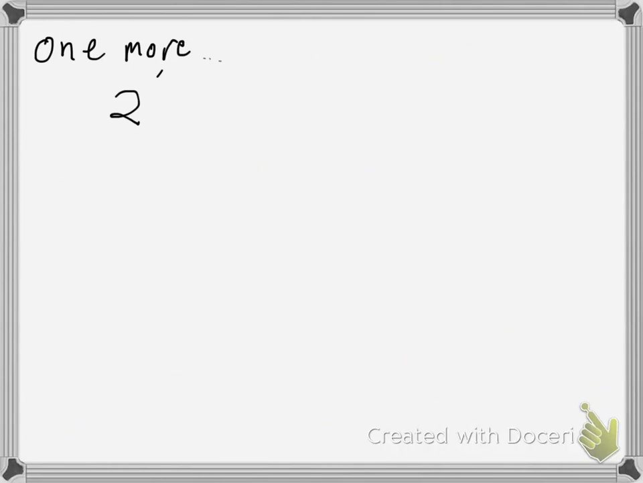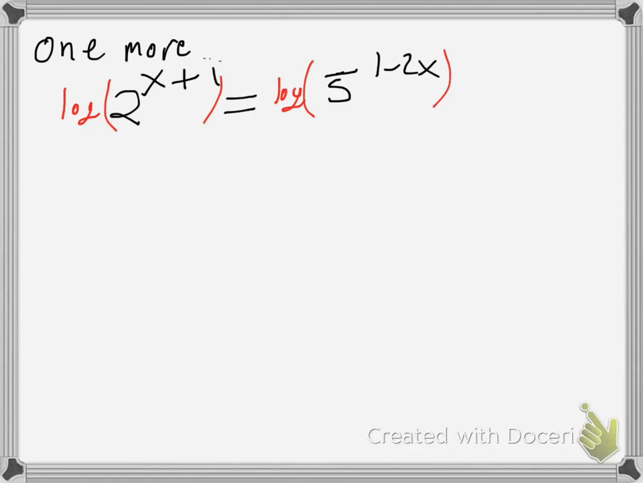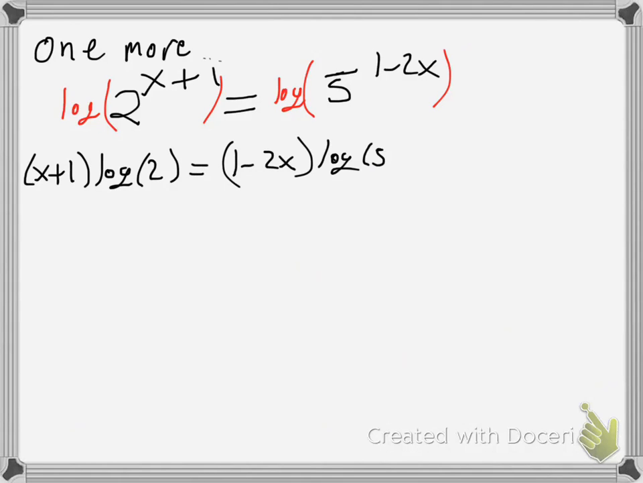Alright, one more. Let's say we have 2 to the x equals 5 to the x minus 2. Again, we're trying to solve for exponents, and the way to undo the exponential is to take the log of both sides. You could also use the natural log. You'll get the same answer, but either one will work just fine. So the power rule is going to bring down both those exponents. So x plus 1 times log 2 equals 1 minus 2x log 5.